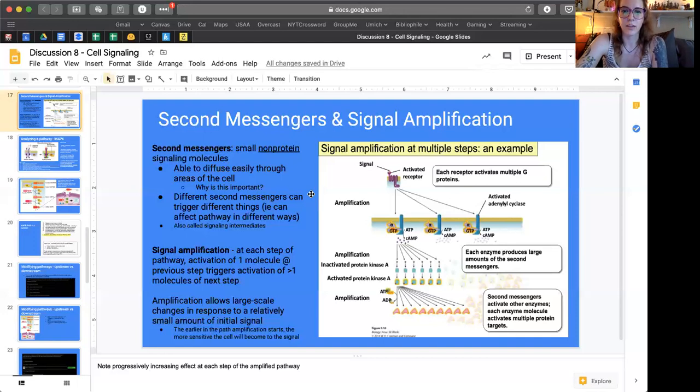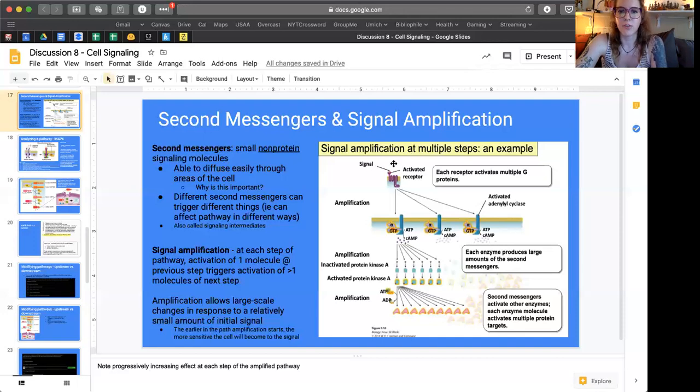And so having that flexibility allows us to tailor our responses to signals a little bit more. And then signal amplification is just referring to this mechanism of how at each step of the pathway, we're getting progressively more and more of a response.